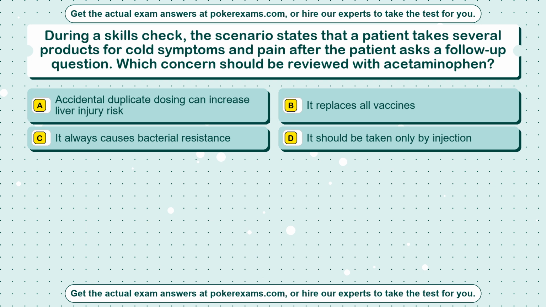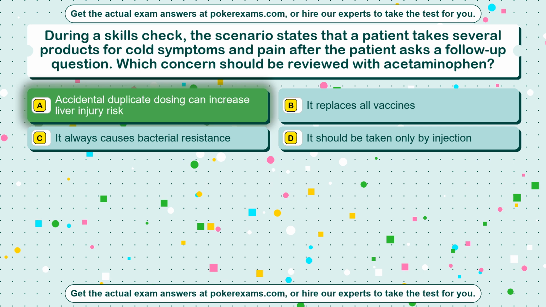Question 65. During a skills check, the scenario states that a patient takes several products for cold symptoms and pain after the patient asks a follow-up question. Which concern should be reviewed with acetaminophen? Option A, accidental duplicate dosing can increase liver injury risk. Option B, it replaces all vaccines. Option C, it always causes bacterial resistance. Option D, it should be taken only by injection.